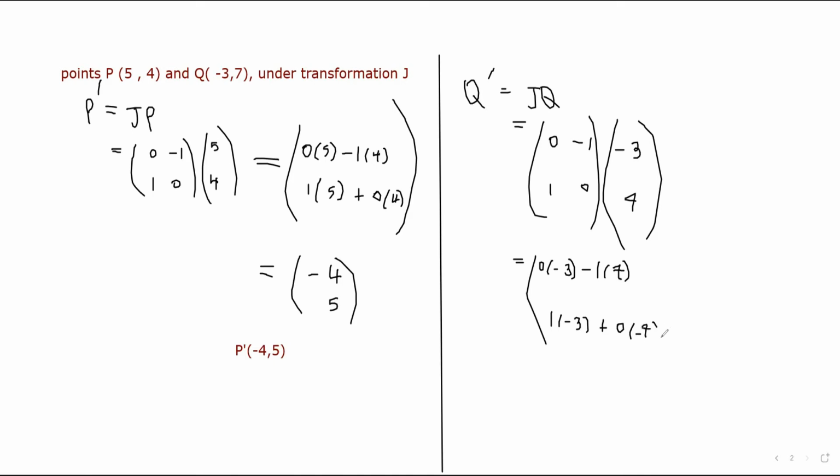And that's it. We end up getting the image Q prime. So Q prime as a vector is going to be -7, -3. All right, but you don't leave your answer in vector form. Always write your answer back as a point. So Q prime is -7, -3. That would be Q prime. And that's it for this question. That's part A.